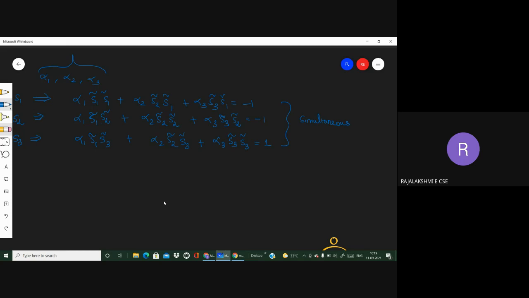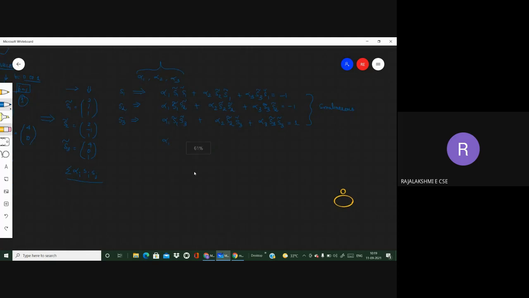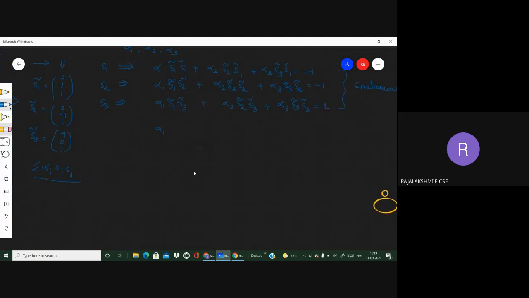So how will you be doing it? Alpha 1 into, what is the S1 value? What is the S1 value? S1 is 211. Therefore, 211 into 211 plus alpha 2 into S2, which is 2 -1 1, into S1, which is 211, plus alpha 3 into S3, which is 401, into S1, which is 211, which is equated to -1.